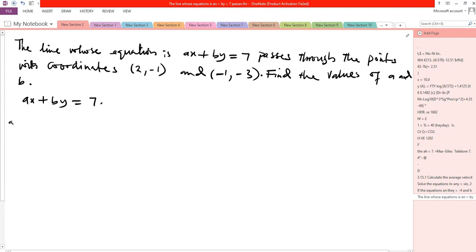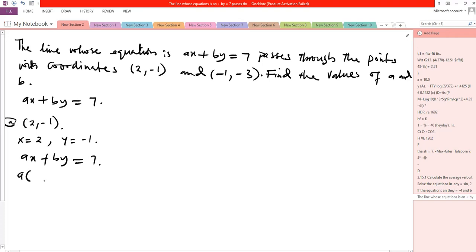So at this coordinate, you have x is equal to 2, y is equal to -1. That is what it implies. So now, substituting this value of x and y into this equation, you have ax plus by equal to 7. Wherever you see x, you replace it with 2. Wherever you see y, you replace it with -1.